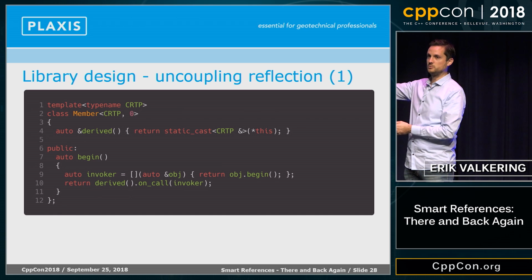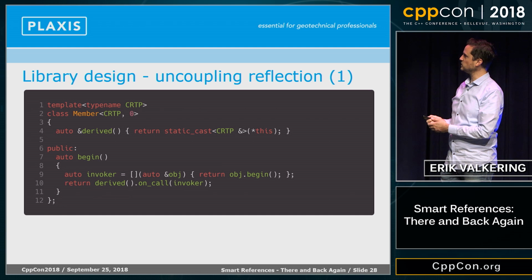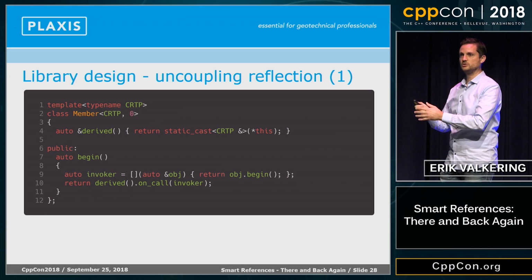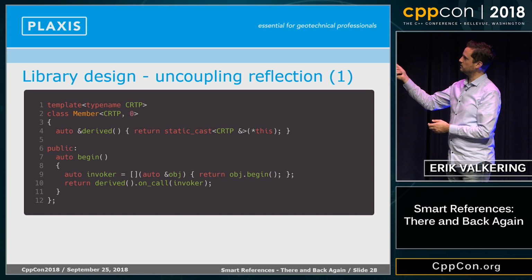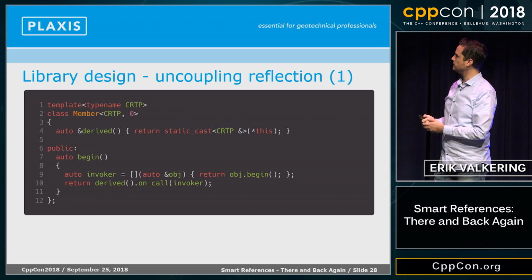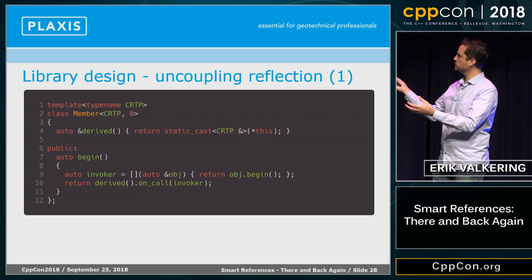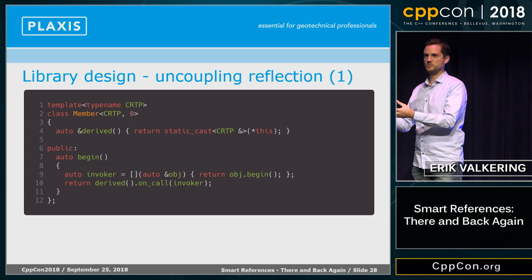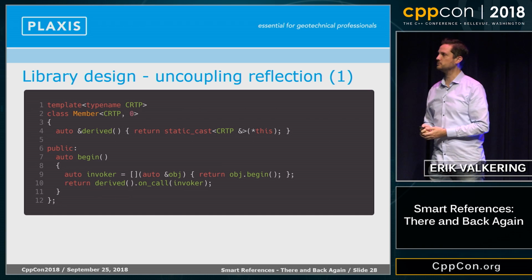And you can also see that we have a template parameter less, so we no longer have the delegate type, but only the CRTP type. So we perform this downcast to the derived class, in this case the proxy class, and then we call onCall, which we pass an invoker object. What this invoker object does is, given some object, it's fully generic, we call the begin member function on that. So if this is a vector, then it will simply delegate to this vector.